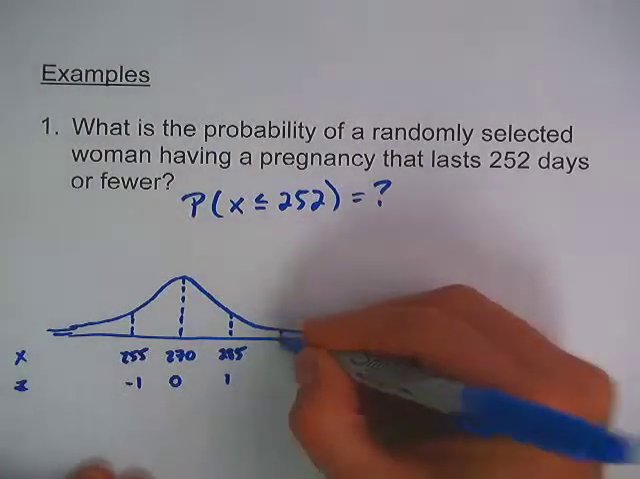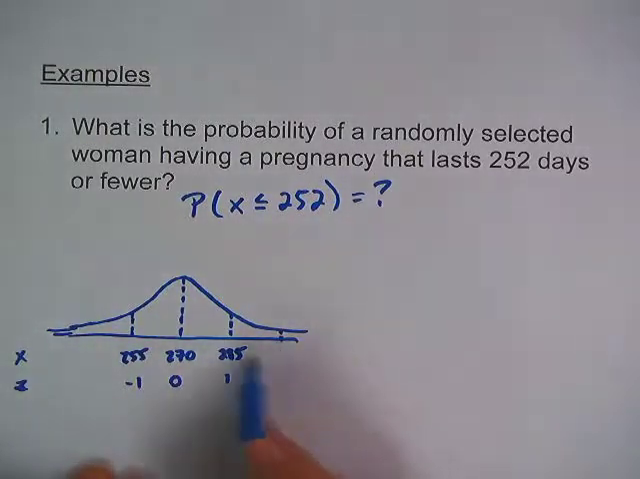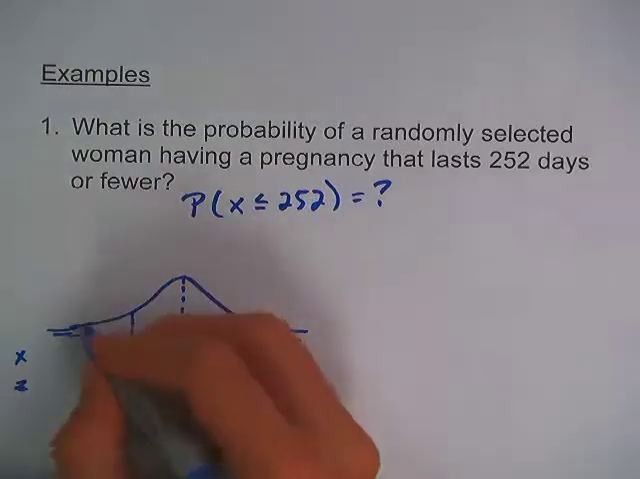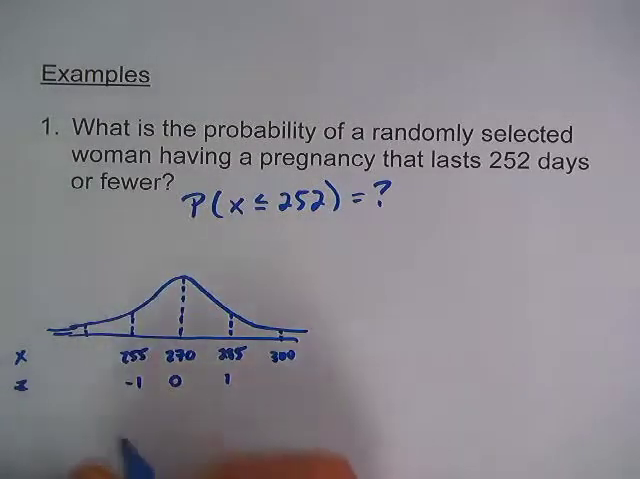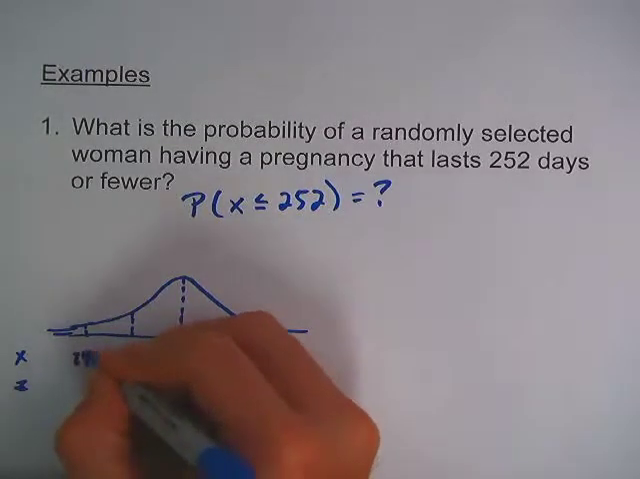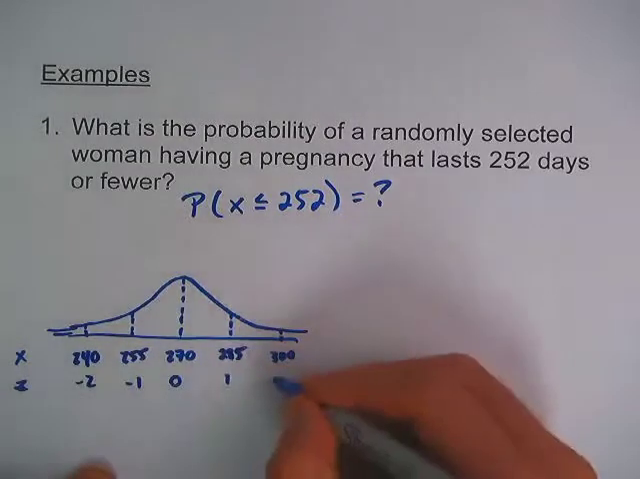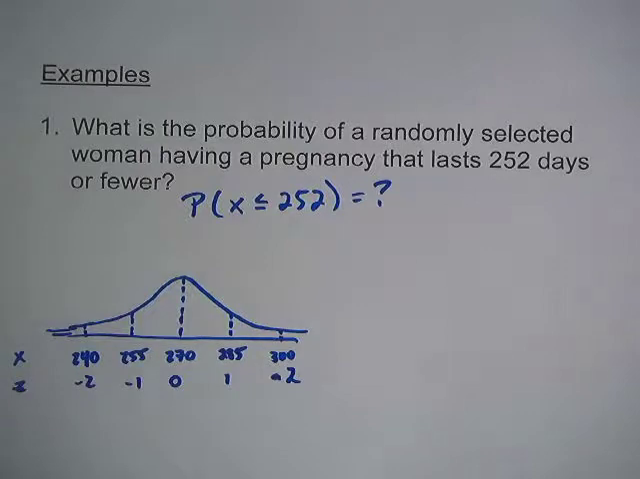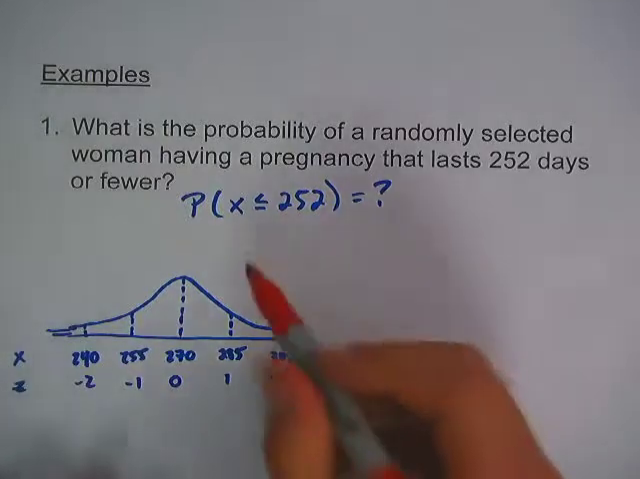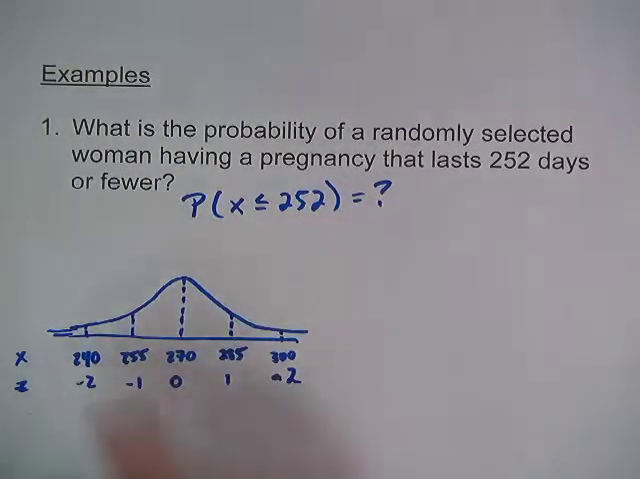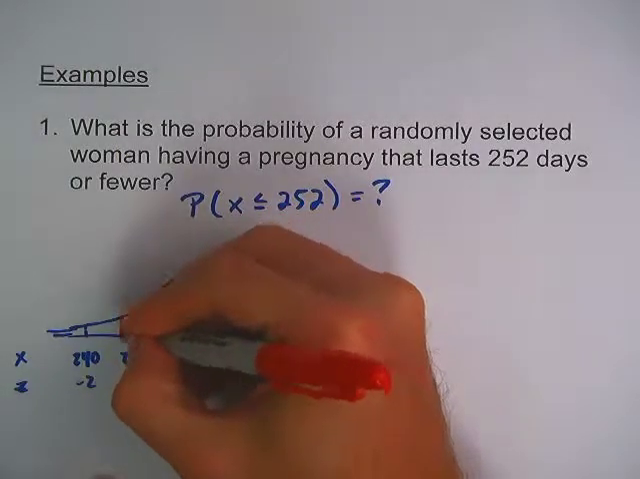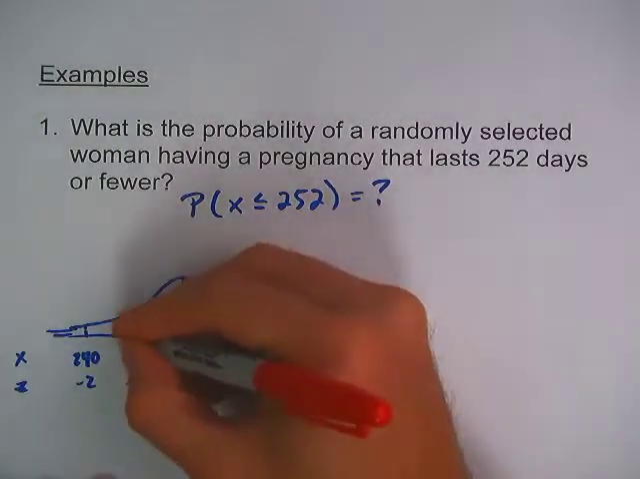Let's also do 2 standard deviations above the mean and 2 standard deviations below the mean. 2 standard deviations above the mean is going to be 300, and 2 standard deviations below the mean will end up being 240. Z-score of -2 here, +2 here. Now I want to place 252 on my distribution. 252 is going to be a little bit to the left of 255, and I want less than.